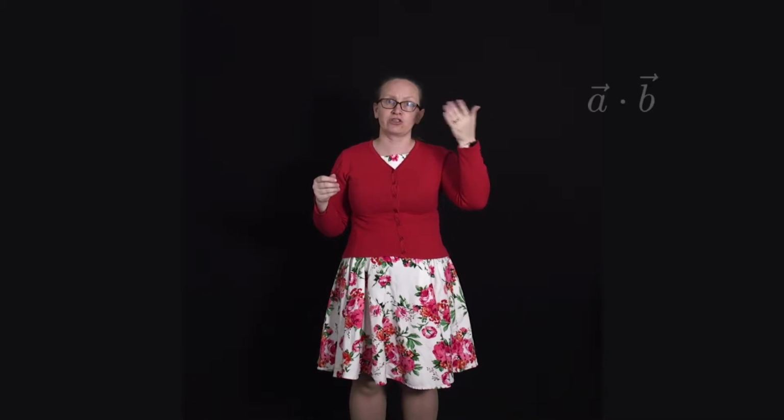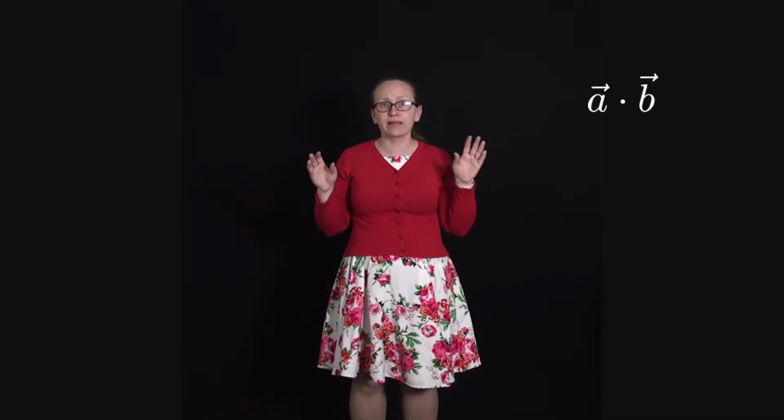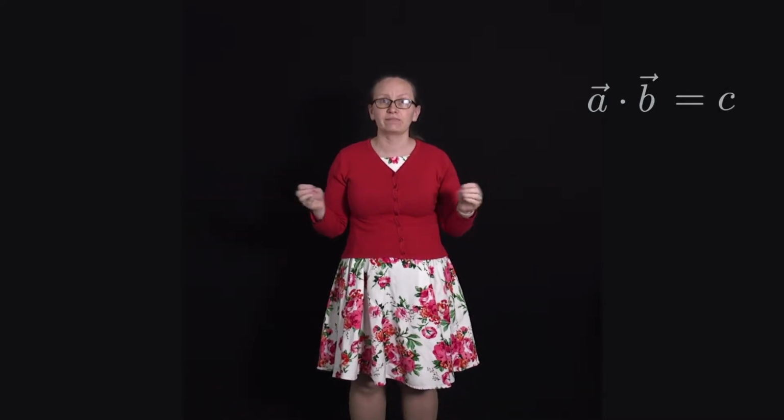This method of multiplication is known as taking the dot product, and this is because we represent it as a dot between two vectors. So for example, if we wanted to take the dot product of A and B, which are two vectors, we'd say A dot B. It's also sometimes referred to as the scalar product because the result of this multiplication is a scalar. So let's have a look at exactly how we do this.